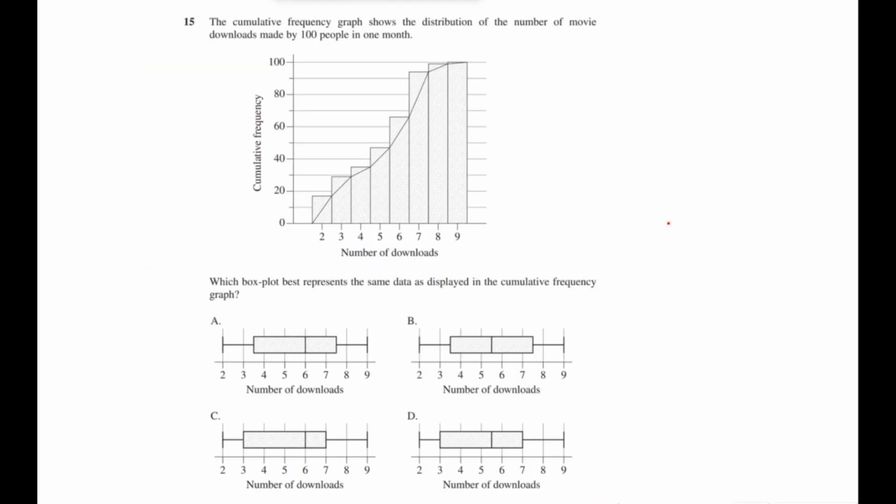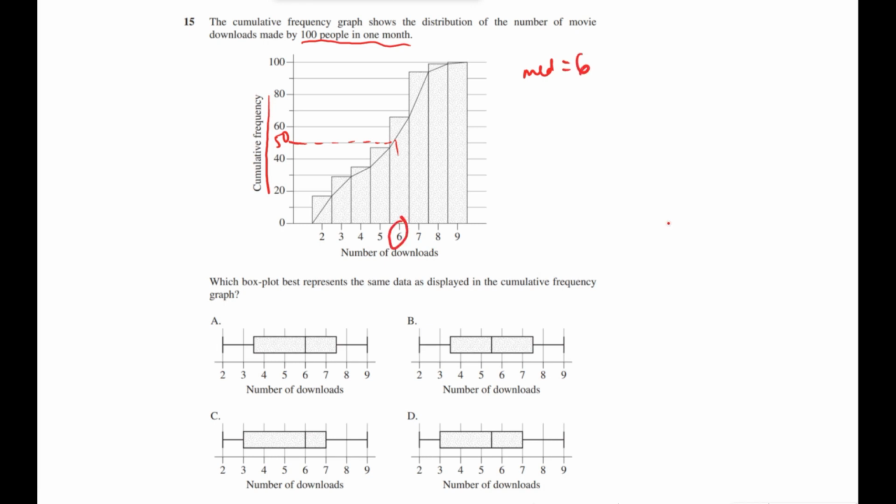The cumulative frequency graph shows the distribution of a number of movie downloads by 100 people in 1 month. And so this is the cumulative frequency. So if we're trying to match the correct box plot, what we want to look for first of all is the median. Now, if there are 100 people, the median is going to be at the 50th person. So we go down to 50 and let's bring this across to find what the median is. And so we see the median is at 6.